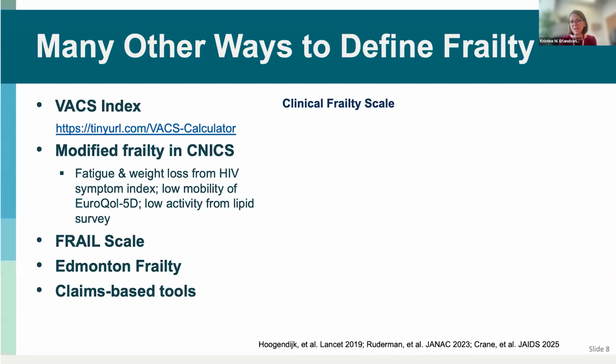The VACS index, or the Veterans Aging Cohort Study index, has been developed in the Veterans cohort. I've included the link here to a calculator, but this approximates something similar to the frailty index, where it's looking at impairment in different organ systems, although it's a score instead of that ratio. The CNICS cohort, one of the HIV research cohorts based in clinical care, has developed a frailty phenotype-like index that uses existing data from questionnaires that are assessed as part of clinical visits. There's a FRAIL scale that looks at questions that approximate the frailty phenotype, and then several other tools, including those that have been developed using billing claims-based codes and trying to approximate a frailty index.